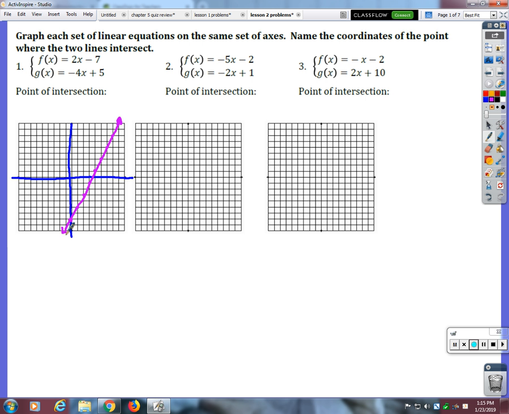Then for the second one, where do I start? At +5. 1, 2, 3, 4, 5. Okay, 1, 2, 3, 4, 1. 1, 2, 3, 4, 1. Aha! 1, 2, 3, 4, 1. Okay.